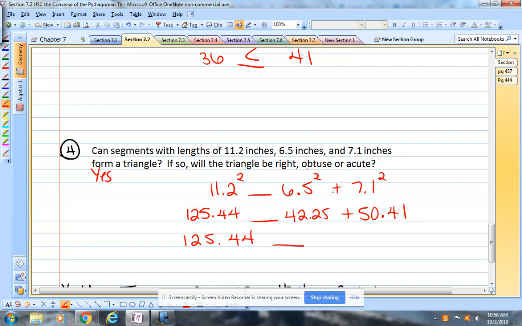So add the other two. And what do we get? 92.66. So what's my comparison symbol? 125.44 is what? Greater than 92.66. So what kind of triangle is this? Obtuse. It has an obtuse angle in it. So any questions about how we get those?